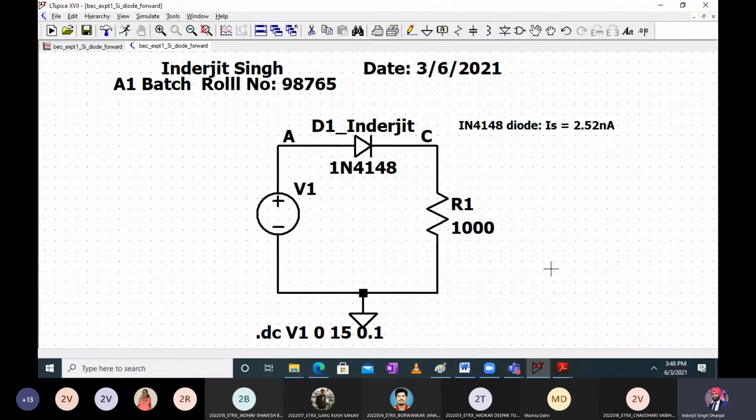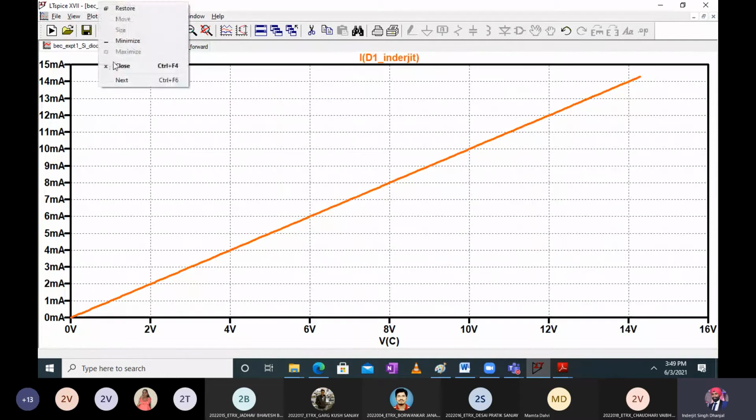Hello, sir. Can you please show it again? Actually, I got disconnected. From which part? This one, that straight line, how we got. Okay, so I will delete that graph again.